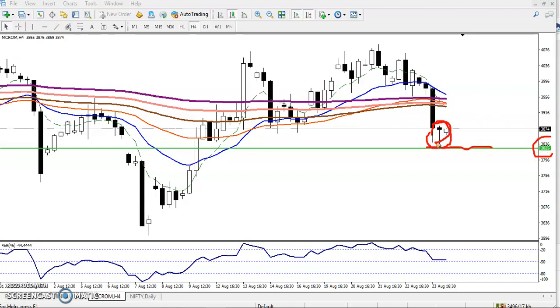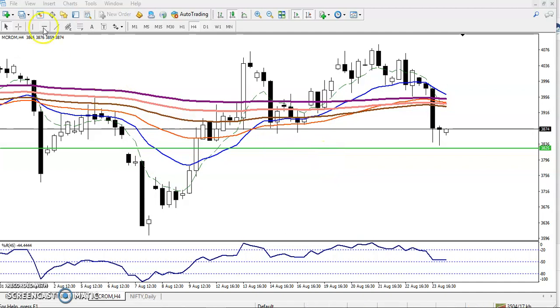In that case, people think, hey, a hammer pattern has formed, let's go for buy. No, remember, according to the candlestick pattern, the hammer forms like that, and we place the buy order just a little above. In crude oil, you can say 10 to 15 points above. So what have we seen here?